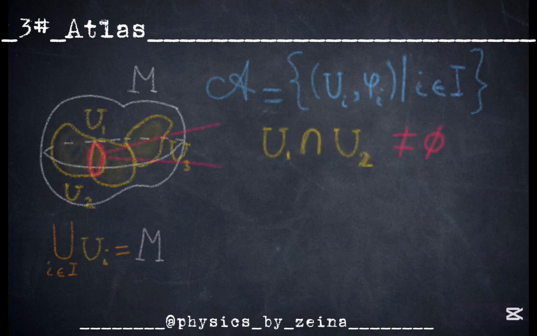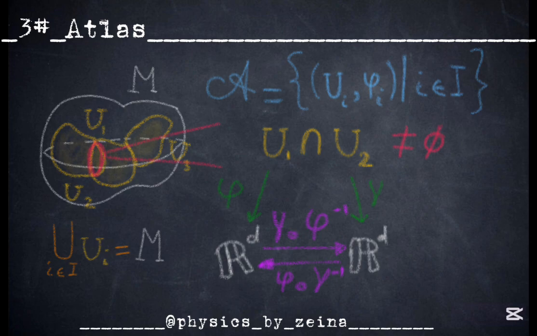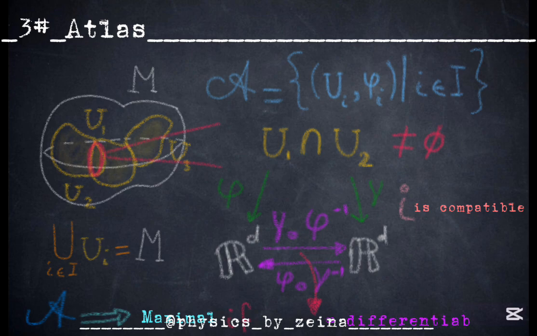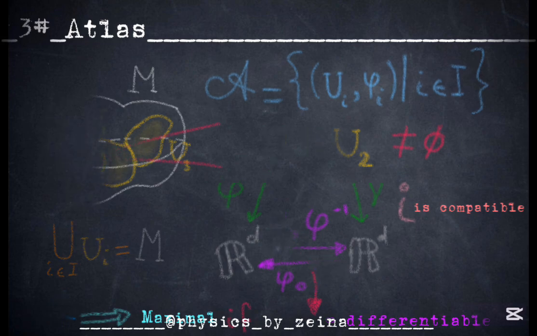However, there might be overlaps in charts, so the intersection between U and V must be equal to the empty set, and we have to attain this. So at least the functions gamma after inverse phi and phi after inverse gamma need to be continuous, where the charts are compatible. Thus, an atlas is called maximal if its charts are all compatible, meaning that the transition map gamma after inverse phi is smooth, meaning infinitely differentiable.